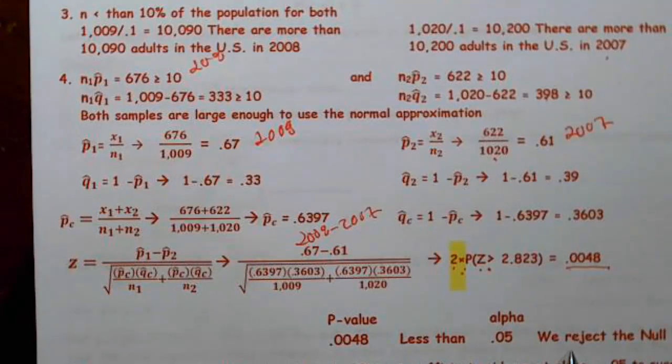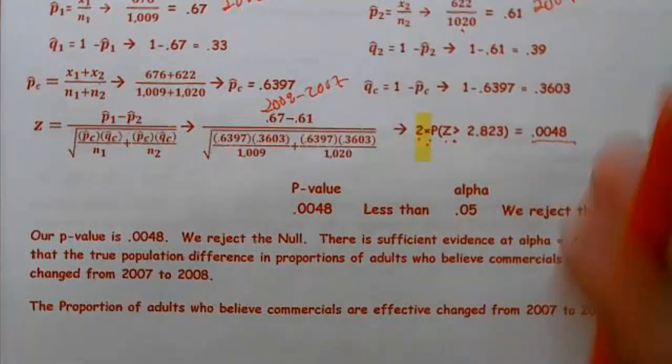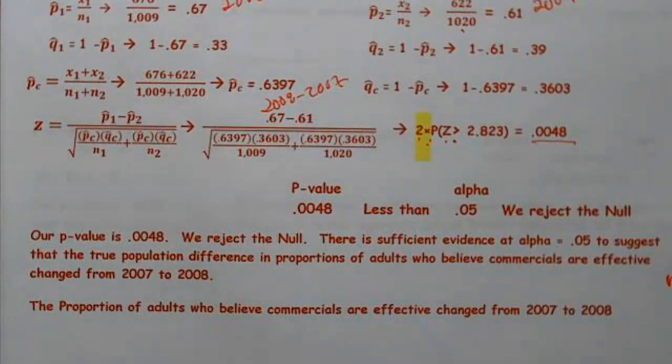0.0048 is less than alpha. We reject the null. Our p-value is 0.0048. We reject the null. There is sufficient evidence at alpha equal 0.05 to suggest that the true population difference in the proportion of adults who believe commercials are effective changed from 2007 to 2008. Simplified to answer their question, the proportion of adults who believe commercials are effective changed.